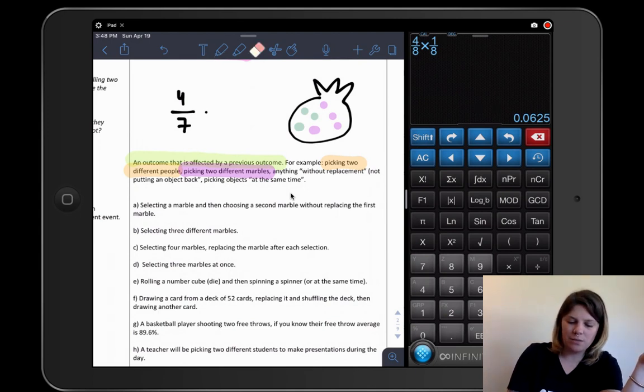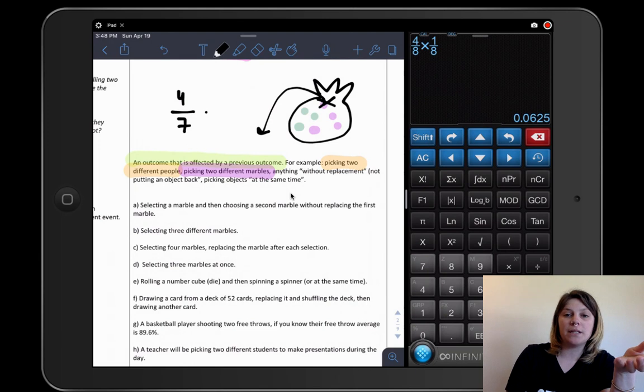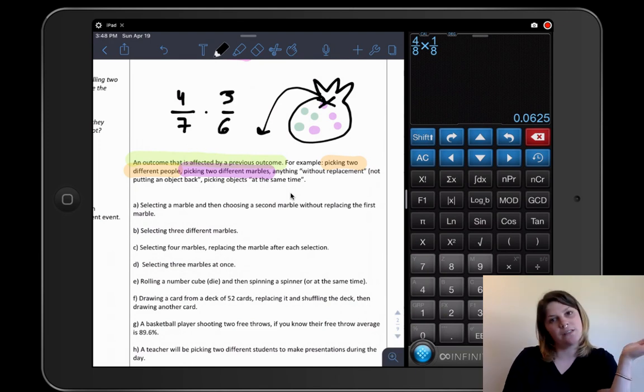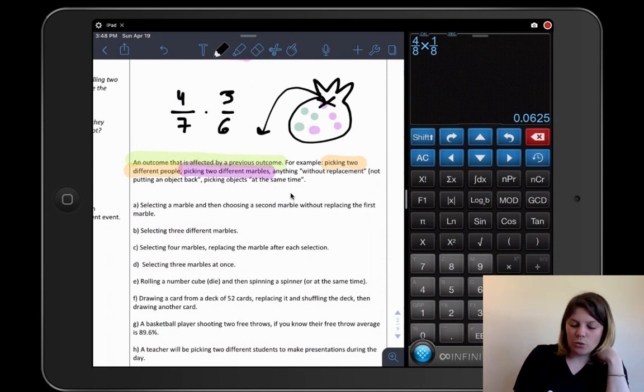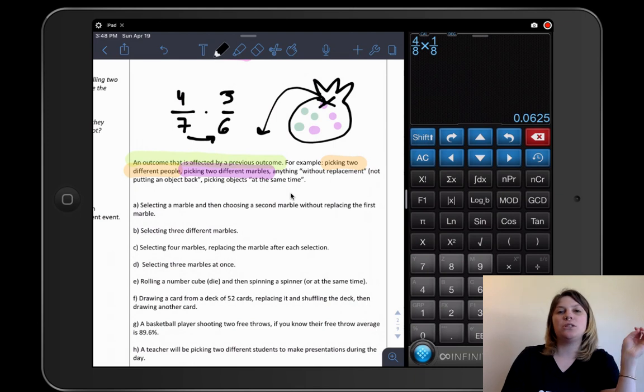So here's my purple marble, oops. My purple marble got kicked out. It is no longer inside of the bag. So now when I go to pull a purple marble again, I only have 3 to pick from out of a total of 6. So dependent means that your fraction is going to change for your second item that you're picking. And it's always going to change the denominator by 1.